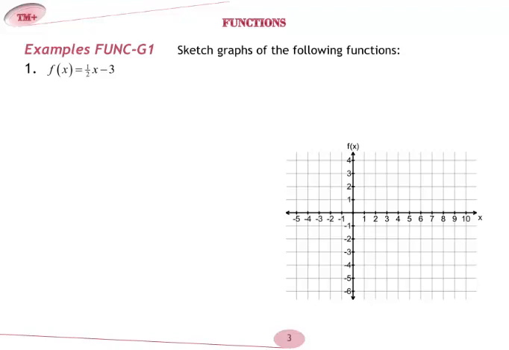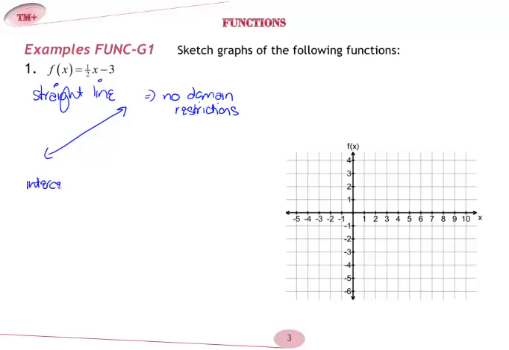In this case I've got f(x) = 1/2 x - 3. I start off in the same way. I know that's a straight line, and it has a positive gradient, so it's going to come up like this. So I have an idea of what's going on. Because it's a straight line, there are no domain restrictions. Because I'm finding critical points, I only find the intercepts. So I find when x is 0 and then when f(x) is 0.